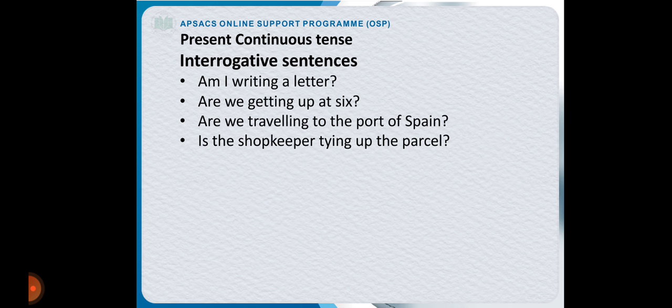In order to convert present continuous tense into its interrogative or question form, we simply have to change the position of the helping verb and place it in the beginning of the sentence. I am writing a letter will change into am I writing a letter? Are we getting up at 6? Are we traveling to Port of Spain? Is the shopkeeper tying up the parcel? All of these are interrogative sentences in the present continuous tense.